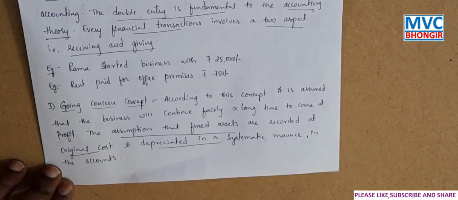So here we are taking a fixed asset and recording it at the original cost, and also we are depreciating it. We should not directly write the market value in the balance sheet. At the time of sale we have to clearly mention everything in the balance sheet. This is a going concern. There are no changes in the concept.